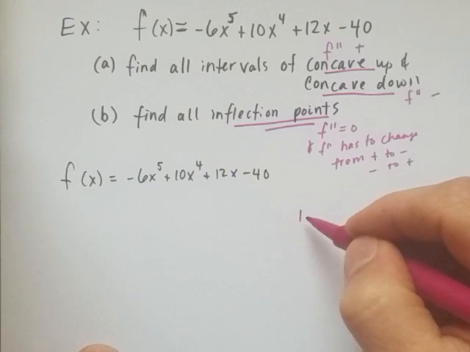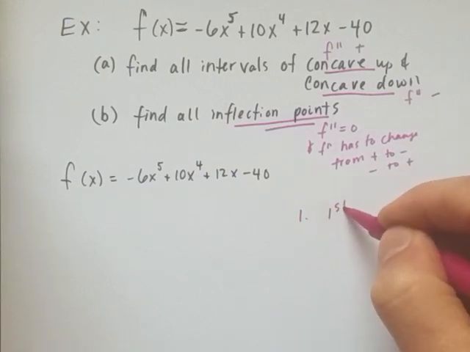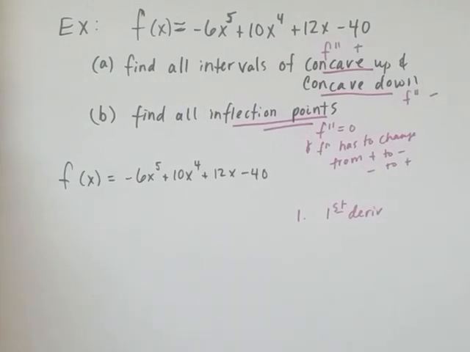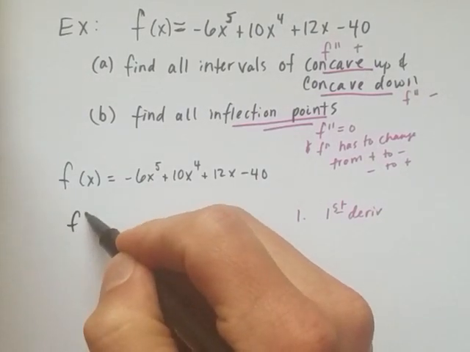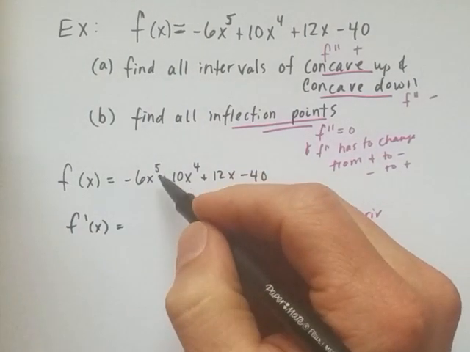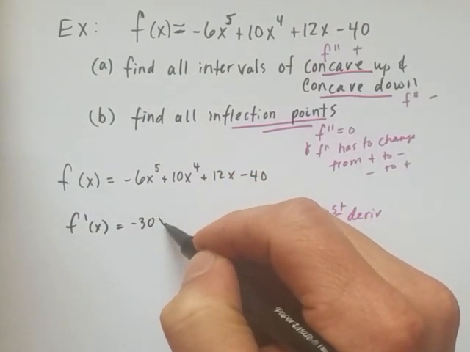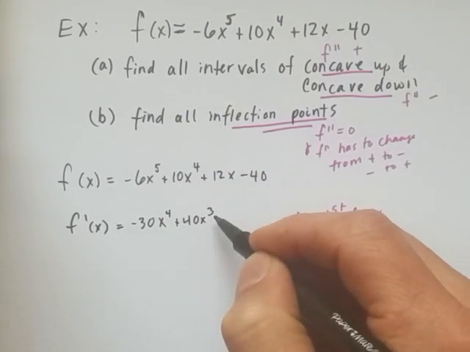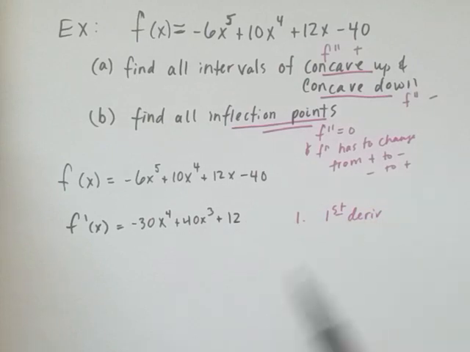The very first step here is we're going to take the first derivative. Before we can even take the second derivative, we have to take the first derivative. So we'll call that f prime, and I'm going to very clearly mark that as f prime. Just using the power rule, bring the 5 down, bring the 4 down, and 12x just becomes 12.